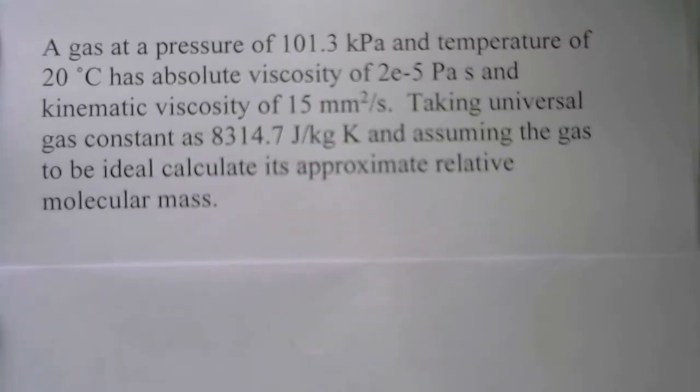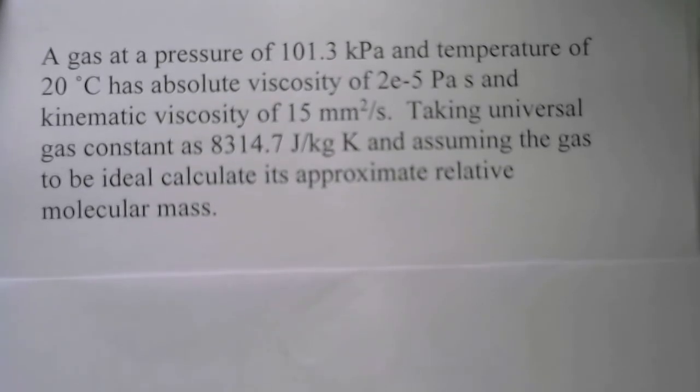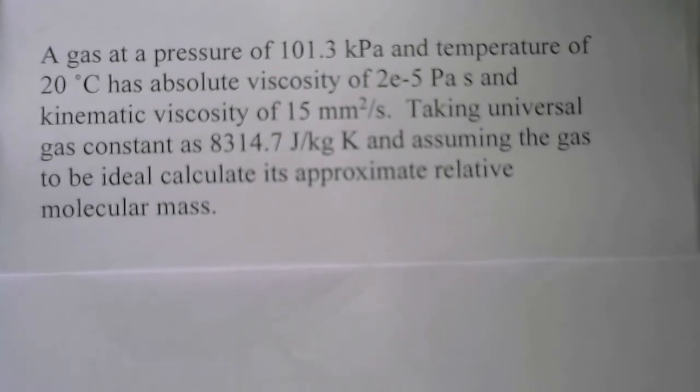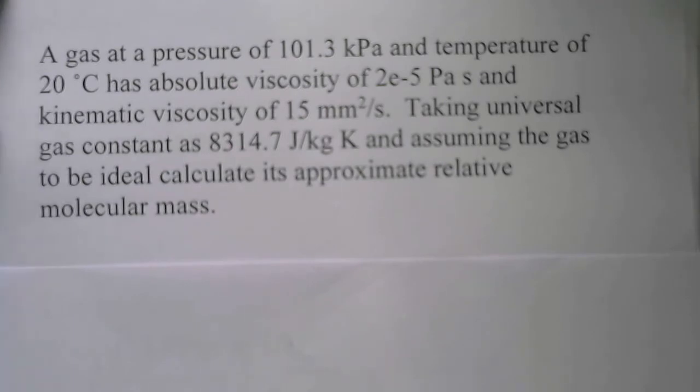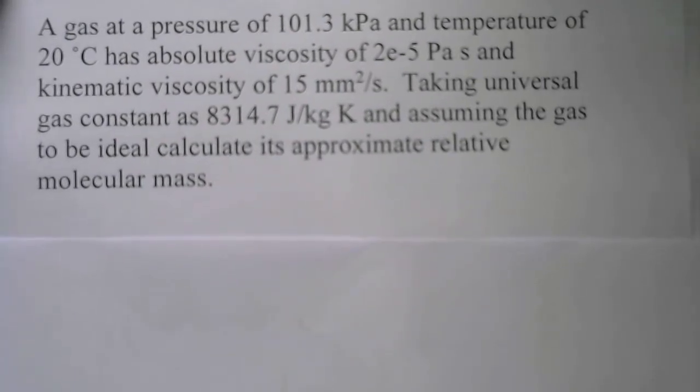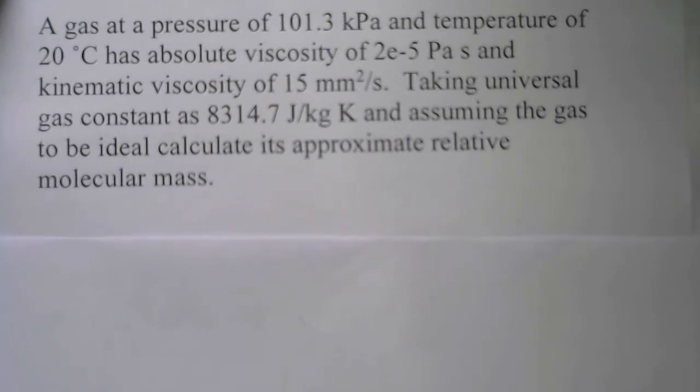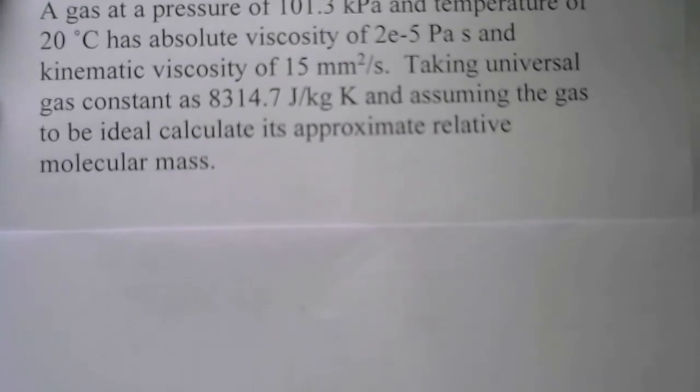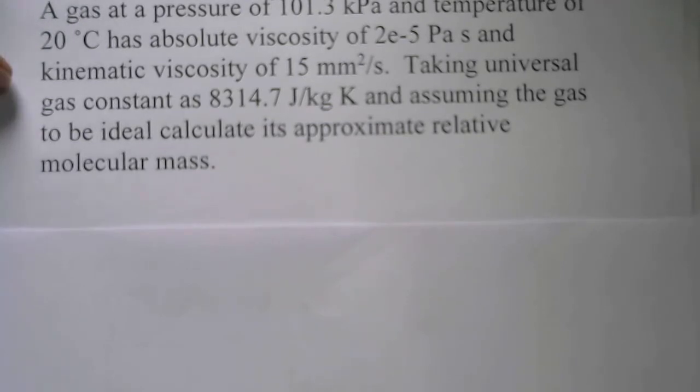So good morning everyone. We will again try to do a problem using your sequential thinking technique. So the problem given is a gas at a pressure of 101.3 kilopascal and a temperature of 20 degrees Celsius has absolute viscosity of 2 into 10 to the power minus 5 Pascal seconds and kinematic viscosity of 15 millimeter square per second. Taking the universal gas constant as 8314.7 joules per kg Kelvin, and assuming the gas to be an ideal gas, calculate the approximate relative molecular mass.